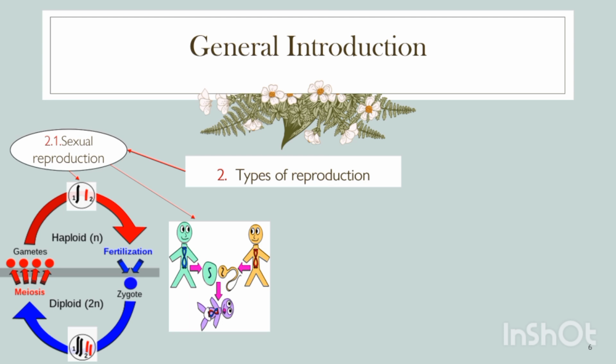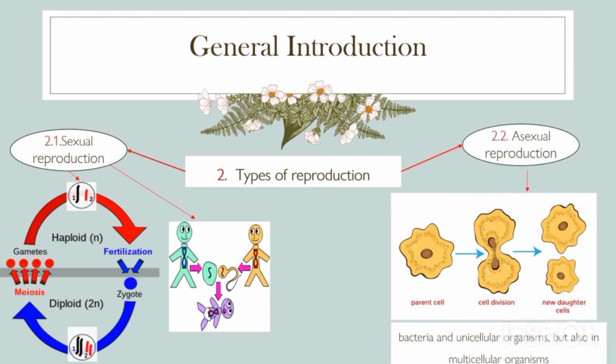There are two main types of reproduction. Sexual reproduction involves the participation of two male and female gametes from the same species. This mode of reproduction involves the union of two haploid gametes with n chromosomes: the male gamete, spermatozoa, and the female gamete, one ovum.